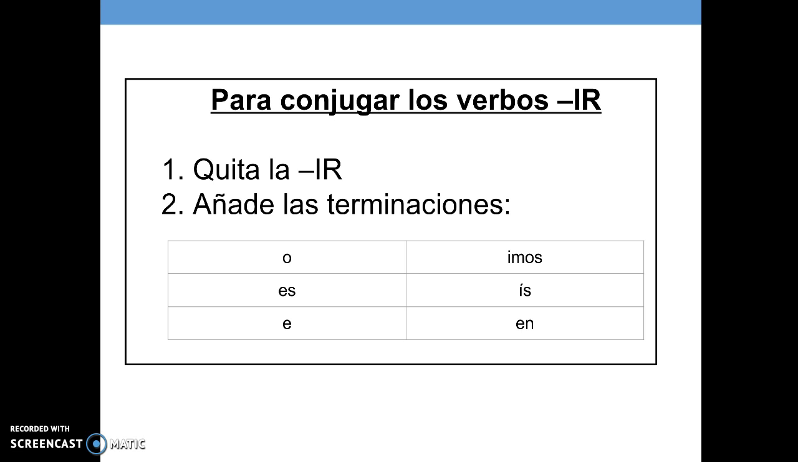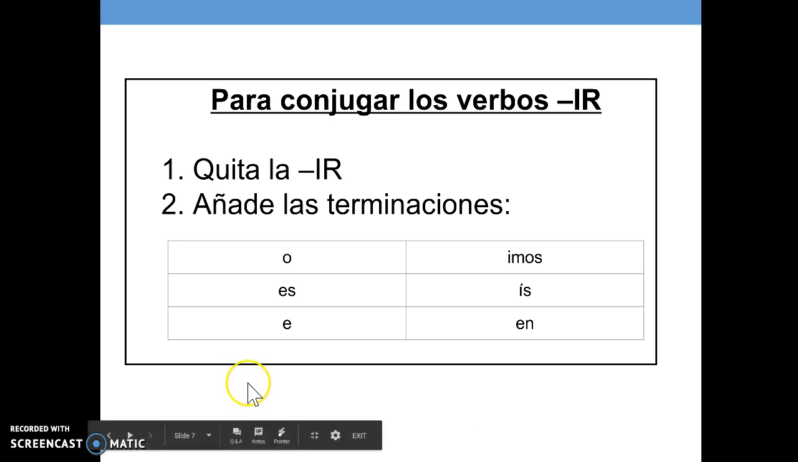Complete the activity on página 3 with the appropriate subject pronoun and conjugation. Please call me over if you have questions. Buena suerte.